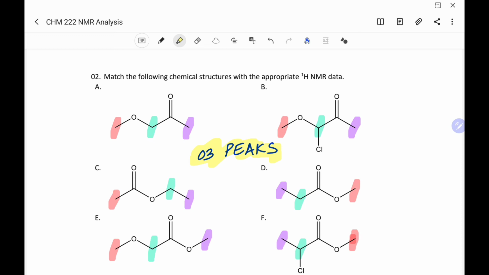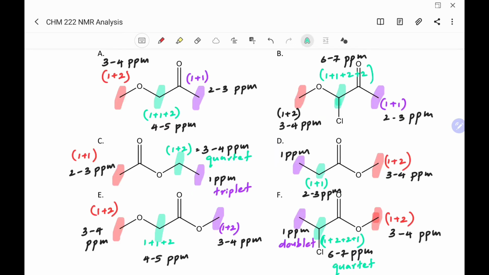Now I want you to calculate the chemical shift for each of the hydrogens. You might want to pause the video again and see if you could do this. Alright, so let's look at structure A. I have labeled each of the peaks and their expected chemical shifts, of course.